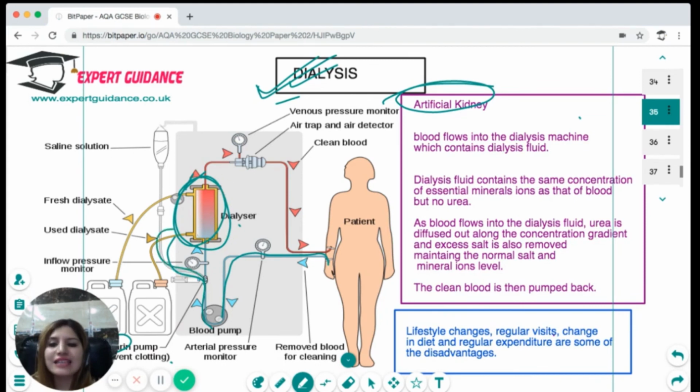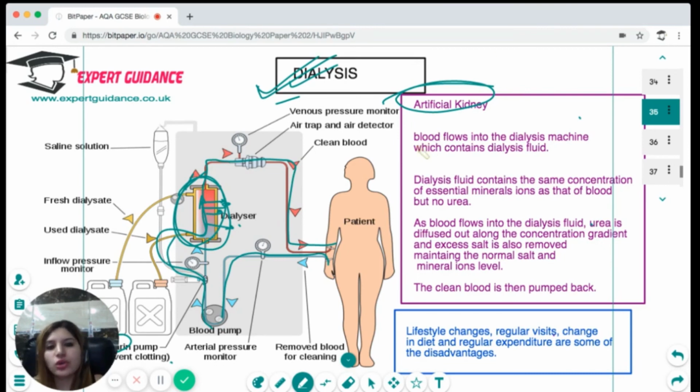So as the blood flows into the dialysis fluid, the urea is diffused out along the concentration gradient, and excess salt is also removed, maintaining the normal salt and mineral level and absorbing all the urea into the dialysis fluid. The blood now becomes pure and clean and is pumped back into the patient.